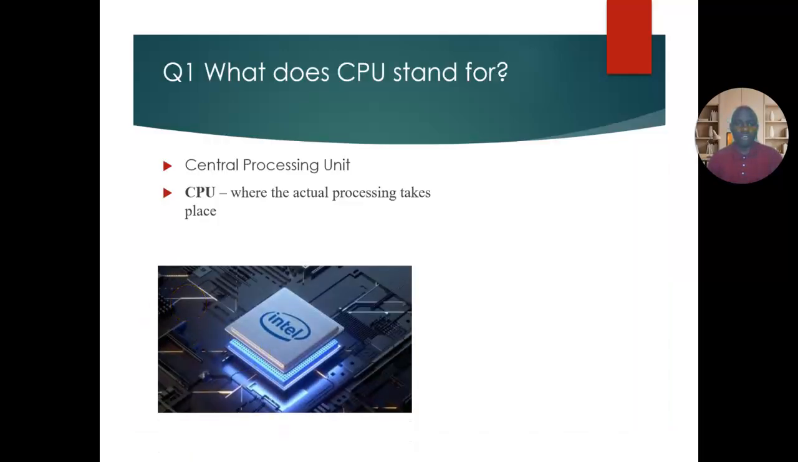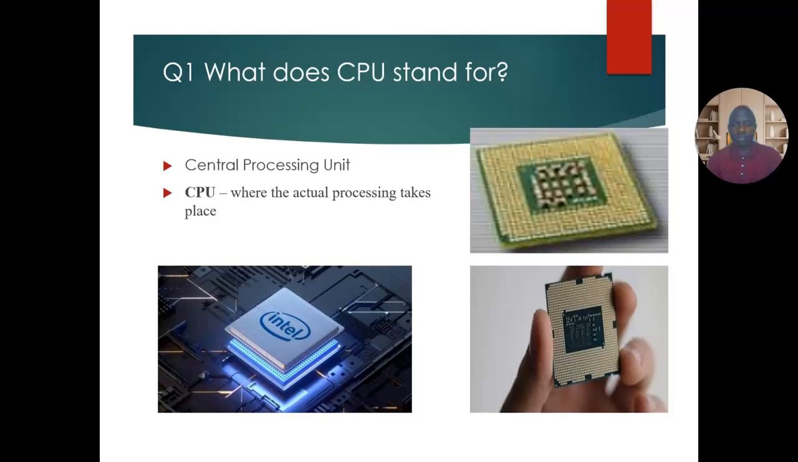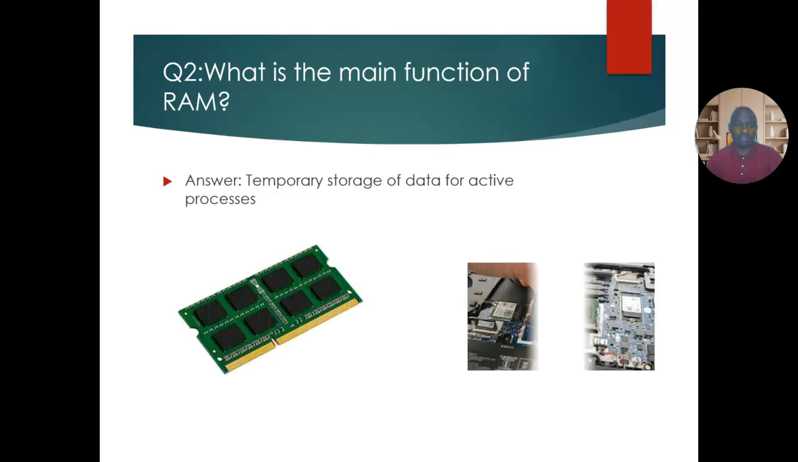Our first question goes, what does the CPU stand for? We see the CPU stands for Central Processing Unit, and this is where the actual processing takes place. You can see the pictures, it shows how a CPU looks like. Then another one is, what is the main function of RAM? RAM is a temporary storage of data for active processes, and that's the picture.